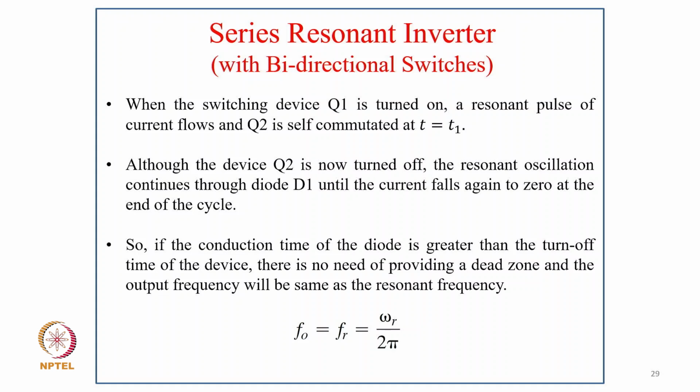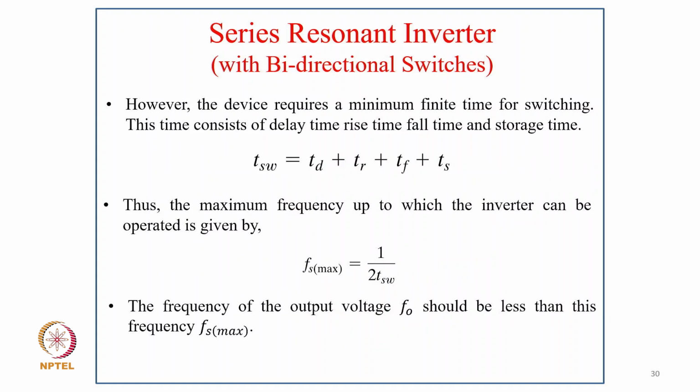So if the conduction time of the diode is greater than the turn-off time of the device, there is no need of providing a dead zone, and the output frequency will be the same as the resonant frequency. So f0 equal to fr equal to omega r upon 2 pi. However, the device requires a minimum finite time for switching. This time consists of delay time, rise time, fall time, and storage time. So Tsw equal to Td plus Tr plus Tf plus Ts. Thus, the maximum frequency up to which the inverter can operate is given by fs maximum equal to 1 upon 2 Tsw. The output frequency f0 should be less than this frequency fs maximum.